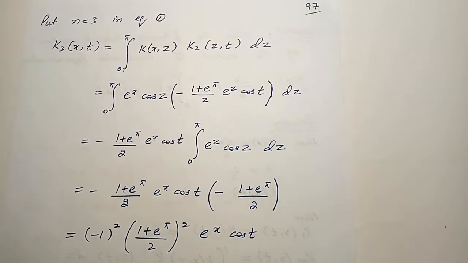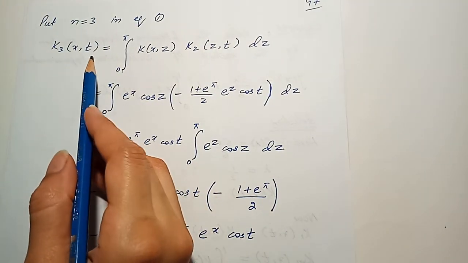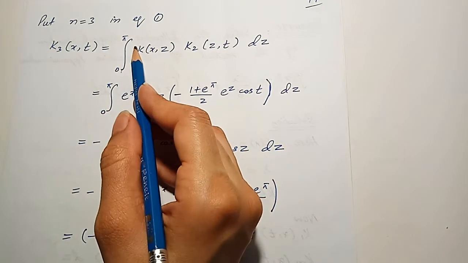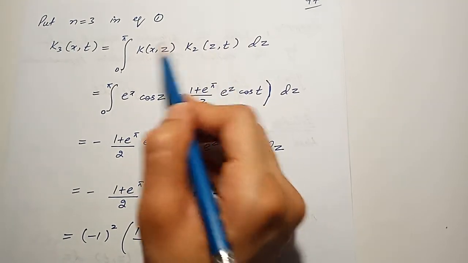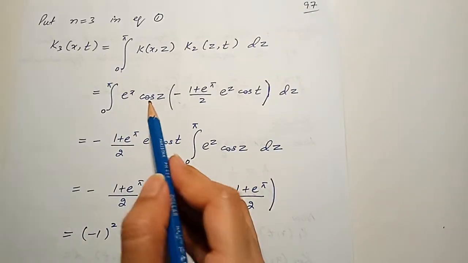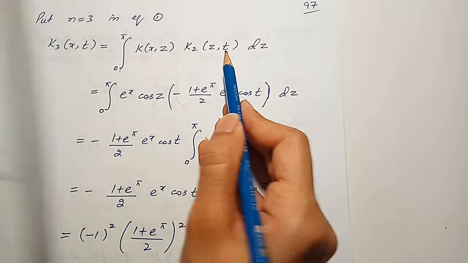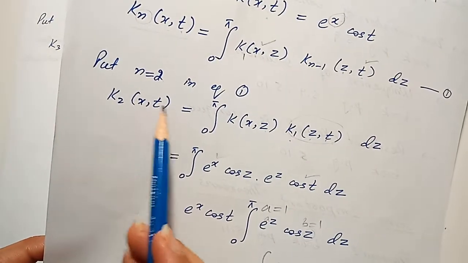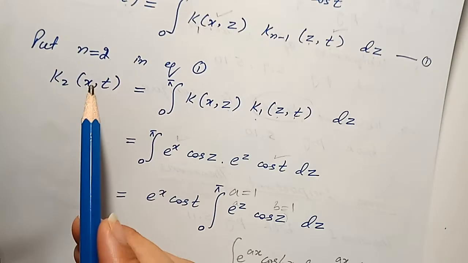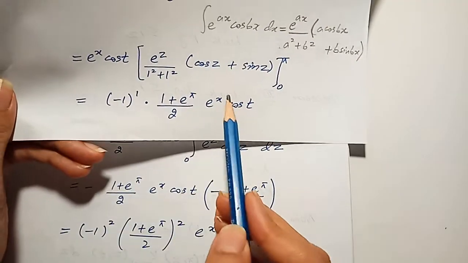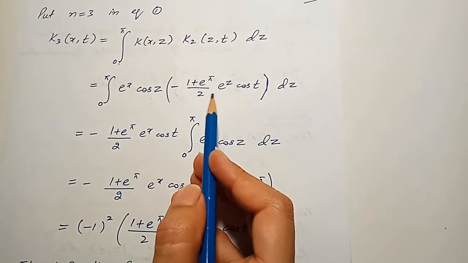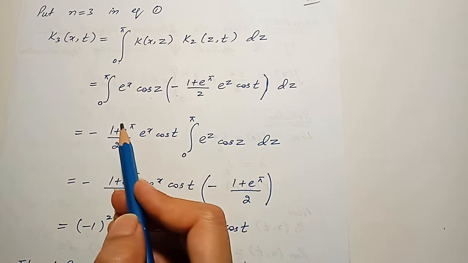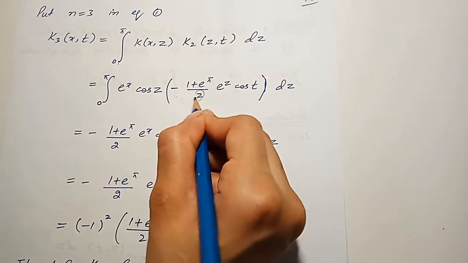When I plug in n as 3, I get k3 of x,t equals the integration from 0 to pi of k(x,z) k2(z,t) dz. Now I need these values. k of x,z is the same, e^x cos z. I need k2 of z,t. This is k2 of x,t, and I need k2 of z,t, so in place of x I am going to plug in z. So I got this value. Now move all the variables outside that are not depending on z. This is a constant, not z.